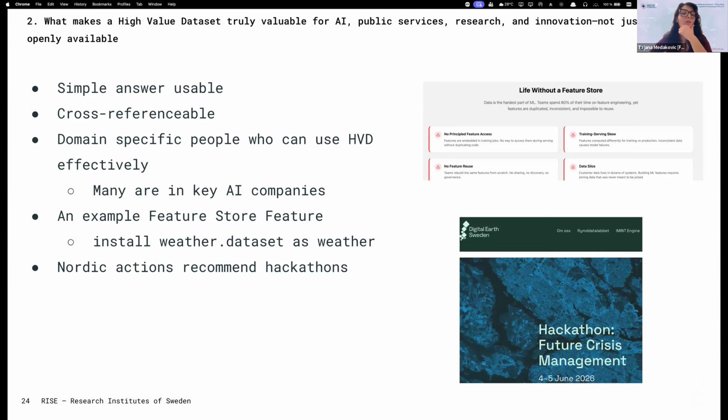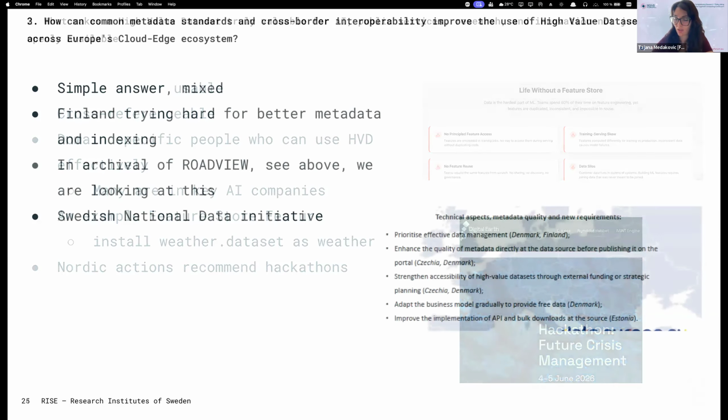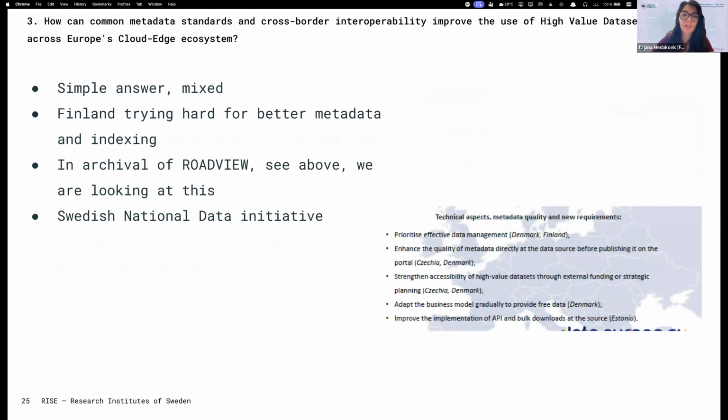Thank you, Ian. I think we can move on to the next question, speaking about standards and interoperability. How can common metadata standards and cross-border interoperability improve the use of high-value data sets across this ecosystem?